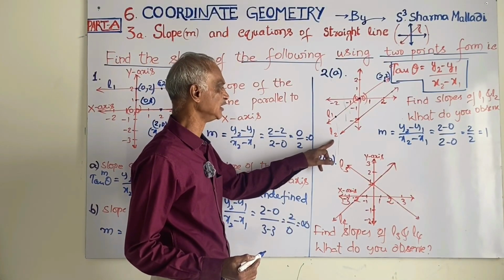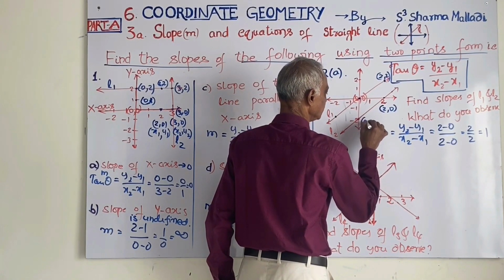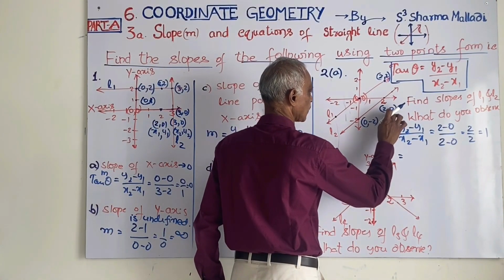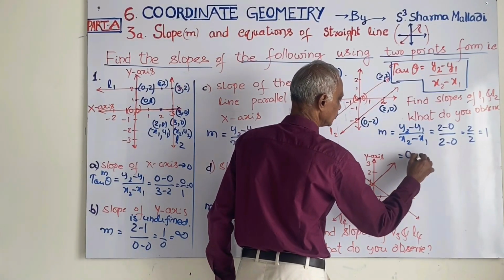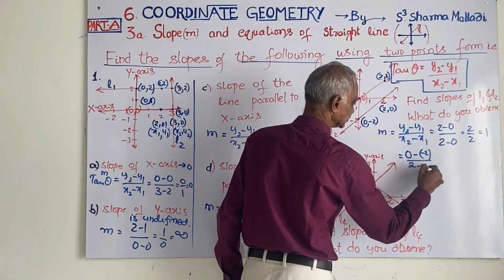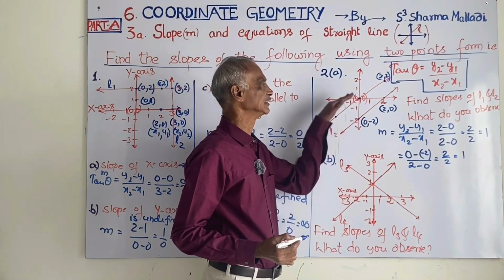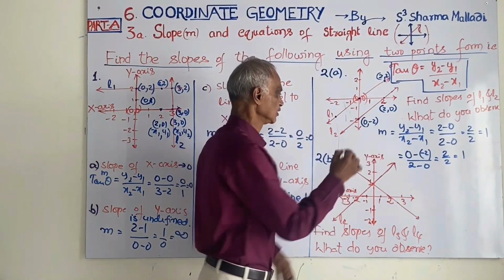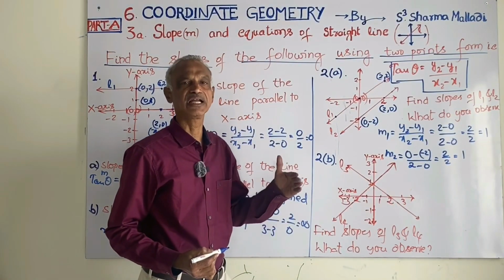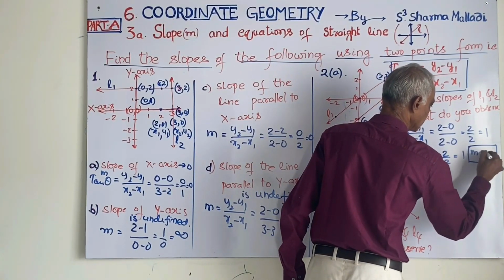Now we have to find the slope of L2. This is point (2, 0). The other point is (0, minus 2). This is x1, y1 and this is x2, y2. y2 minus y1 means 0 minus of minus 2 over 2 minus 0. Minus into minus is plus, 2 by 2 is 1. See, slope of L1 is 1. You take this as m1 and slope of L2 as m2. Slope of L1 and slope of L2 are equal to each other. m1 is equal to m2. Slopes are equal to each other.